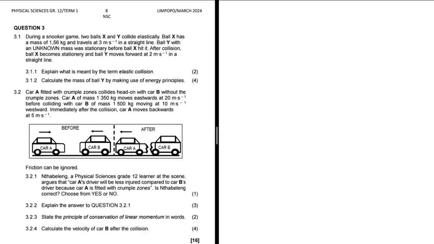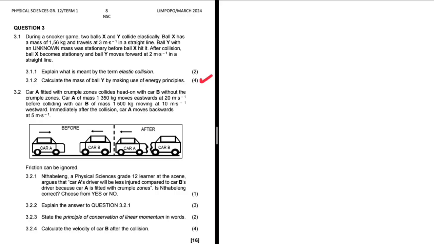Okay, so in 3.1.2, you might be tempted to use the conservation of linear momentum. That is not the correct approach to take. So let's take a look and see what is happening. During a snooker game, two balls X and Y collide elastically. Ball X has a mass of 1.56 kilograms and travels at 3 meters per second in a straight line. Ball Y with an unknown mass was stationary before ball X hit it. After the collision, ball X becomes stationary and ball Y moves forward at 2 meters per second in a straight line.